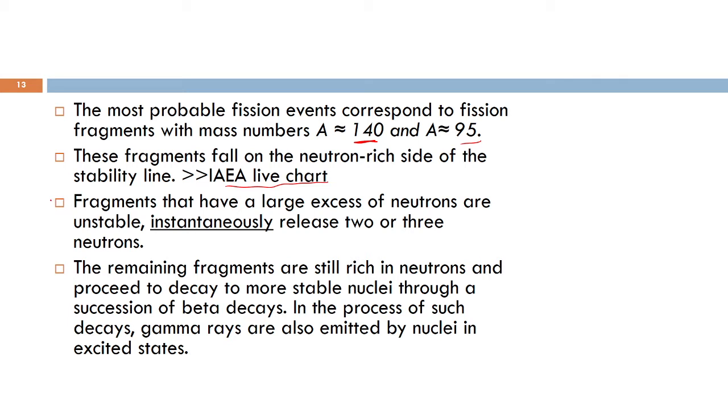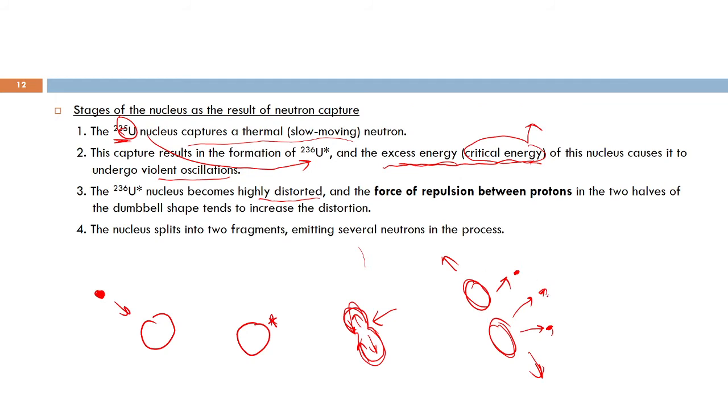That is what is meant by the statement here. Fragments that have a large excess of neutrons are unstable, so they instantaneously release 2 to 3 neutrons. So this is the origin of the neutrons.